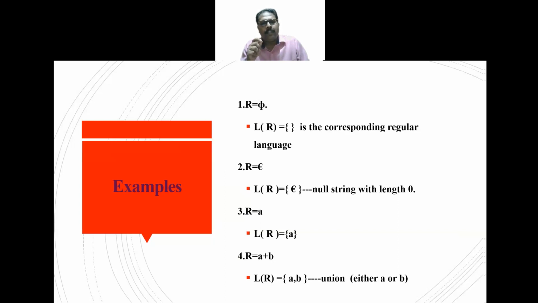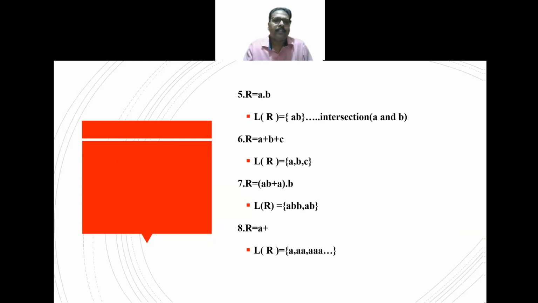So the language over the regular expression A plus B can be represented as the set {A, B}, either A or B. The next example, R equal to A dot B. The language over that regular expression is the set {AB}. It's a single element, the concatenation of A and B. AB is a single element in that set.